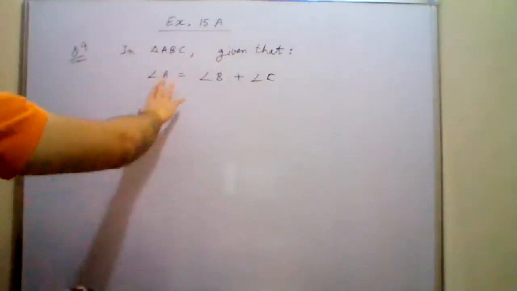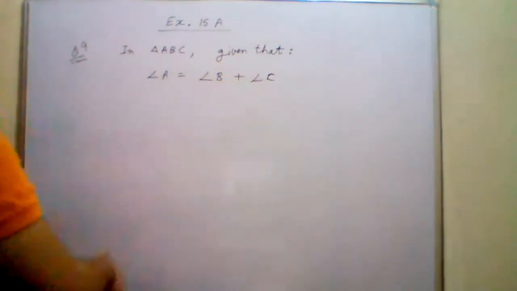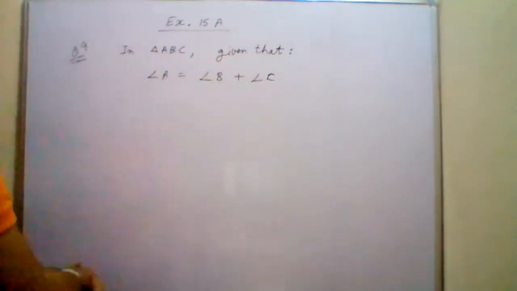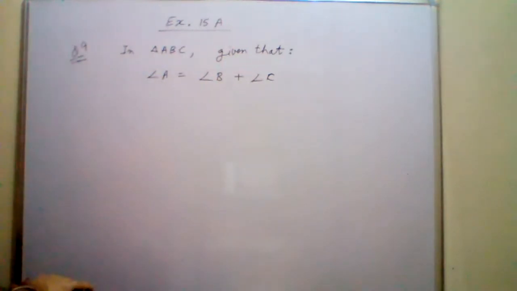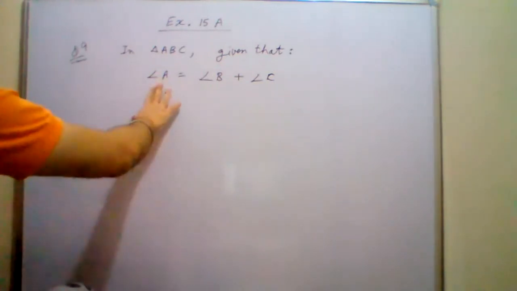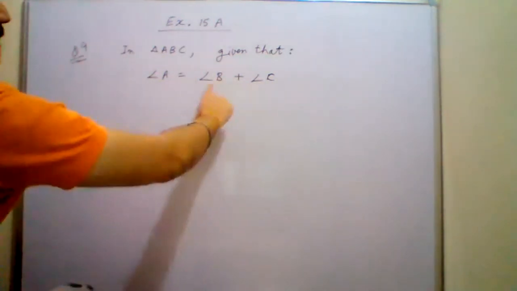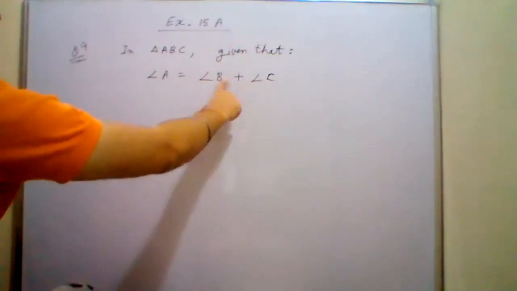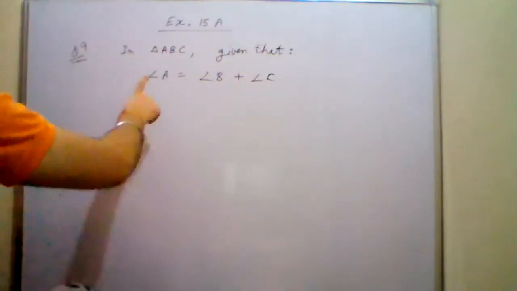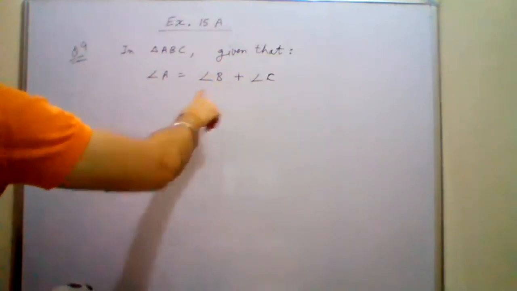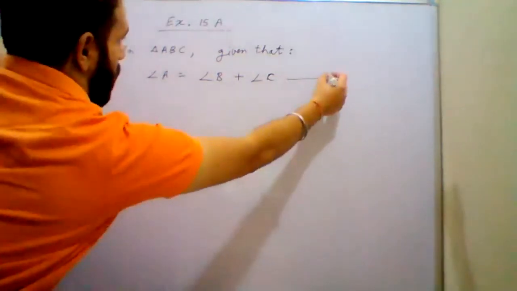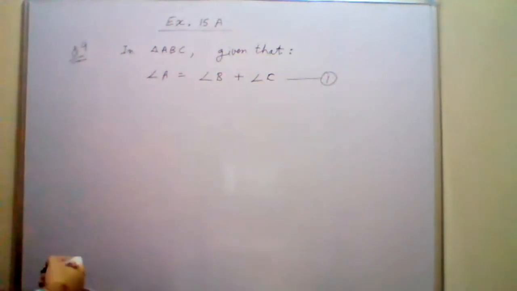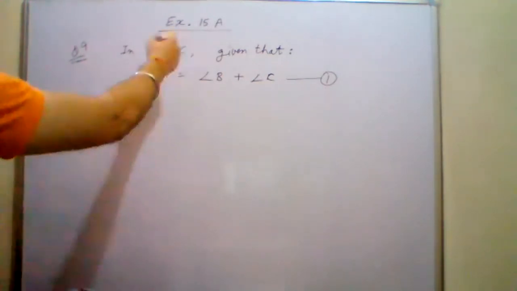Angle A is not always equal to the sum of the other two angles. But in question number 9, it is a special case. In this, it is given that one angle is equal to the sum of the other two angles. So angle A is equal to angle B plus angle C. You can take this as equation number 1. Now you have to show that this triangle ABC is a right angle triangle.